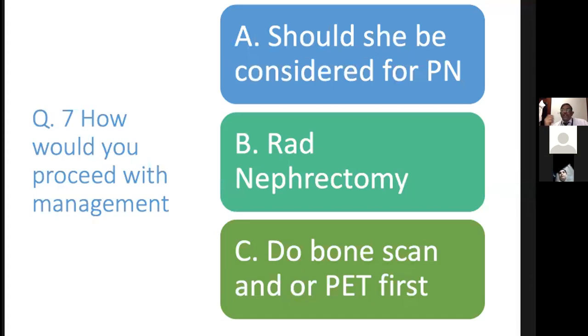So if she comes to your clinic, would you consider her for partial? And obviously you take a consent for partial/radical. Or should you do a radical straight without attempting partial? Or would you first do a complete metastatic workup before you consider her for surgery? So for a T2, would you consider doing a bone scan and a PET scan? Or just a PET scan?